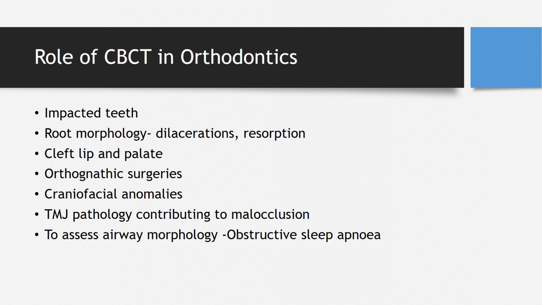In orthodontics, what is the role of CBCT? It is to visualize impacted teeth, root morphology if there are dilacerations or resorption, cleft lip or palate, orthognathic surgeries, craniofacial anomalies, TMJ pathology contributing to malocclusion, and to assess airway morphology, especially in obstructive sleep apnea, in which case you might have to use a larger FOV.